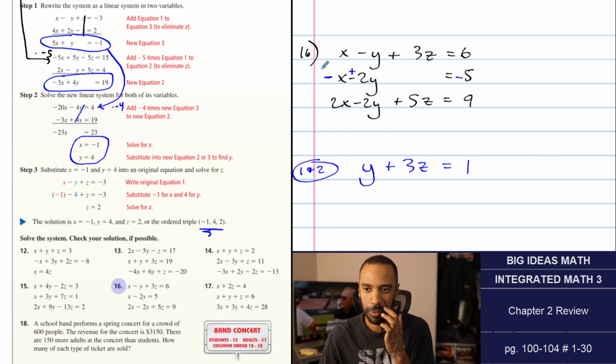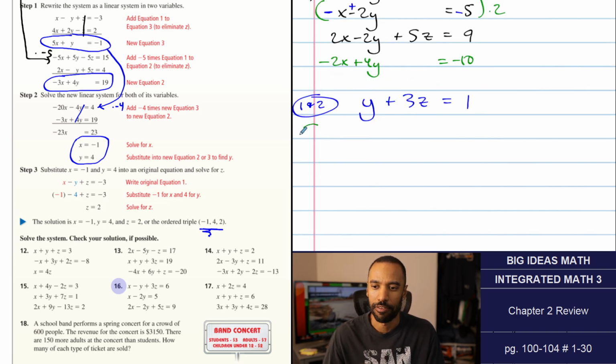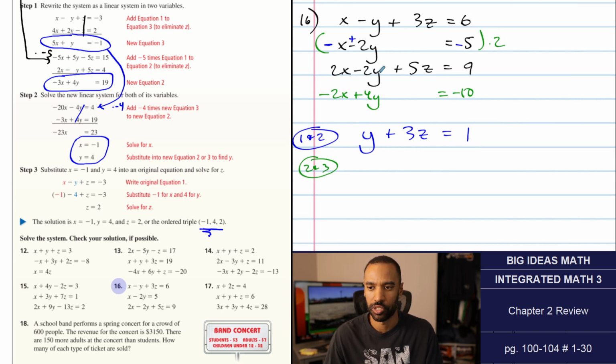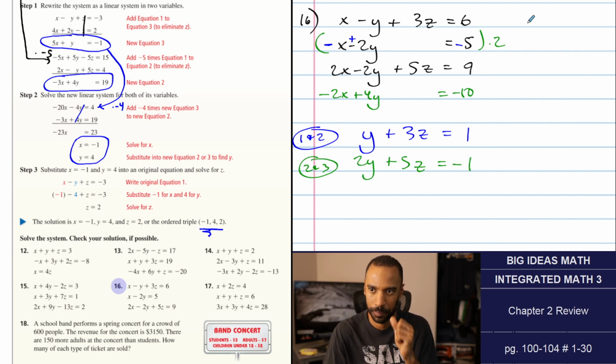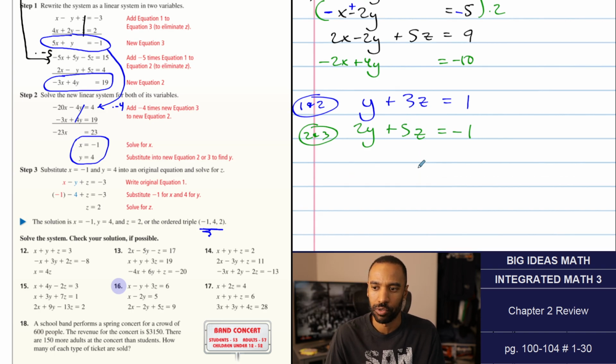Now let's take all that and multiply it by 2, given that it's negative. So negative 2x plus 4y equals negative 10, and add it with equation 3. So modified equation 2 with equation 3. 2x minus 2x is 0. Negative 2y plus 4y is 2y. I got that plus 5z equals -1. Okay, so now we got to do some stuff with this one.